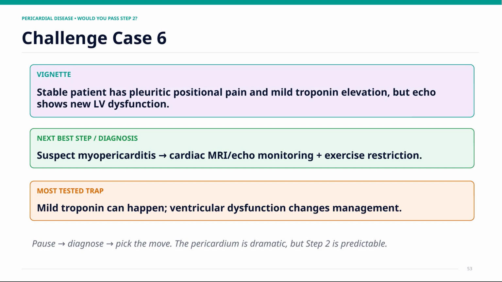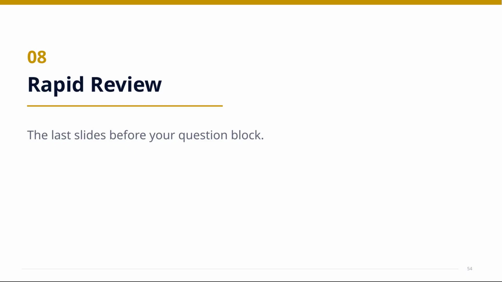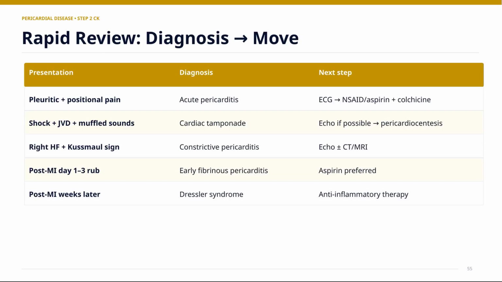Case 6, our final one. A stable patient with pleuritic, positional pain, and only mild troponin elevation. But the echo shows new left ventricular dysfunction. The move? Suspect myopericarditis, cardiac MRI or echo monitoring, plus exercise restriction. The trap? Mild troponin elevation can happen in pericarditis, but ventricular dysfunction changes the whole management plan. Nice work if you got all 6.